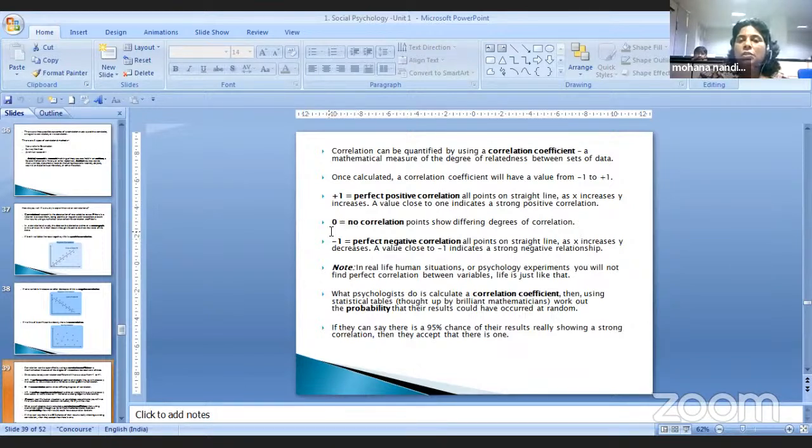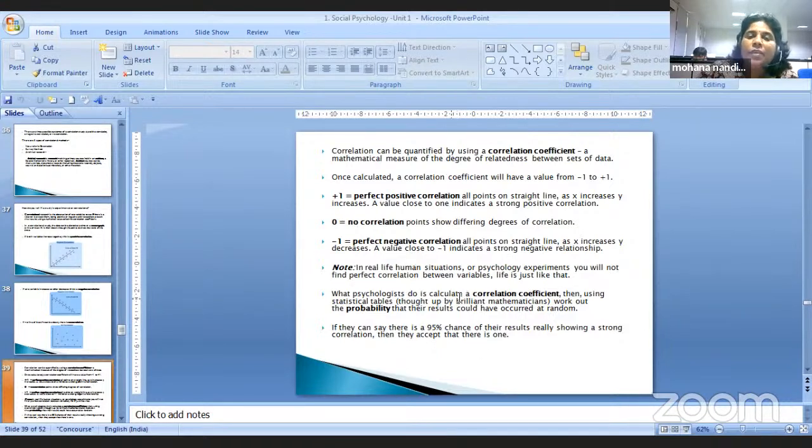No correlation is 0, so there are different degrees of correlation. If you are showing a negative relation, the x-axis increases and y decreases, then we call it a negative correlation. If the value is close to -1, it indicates a strong negative relationship. In real-life human situations or psychology experiments, we will not find perfect correlation between variables.